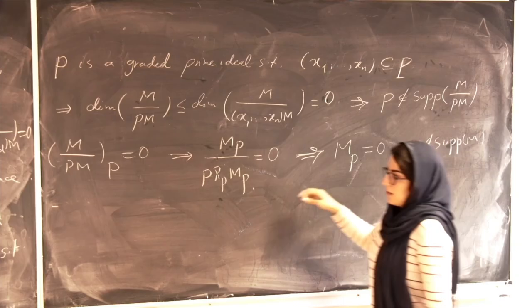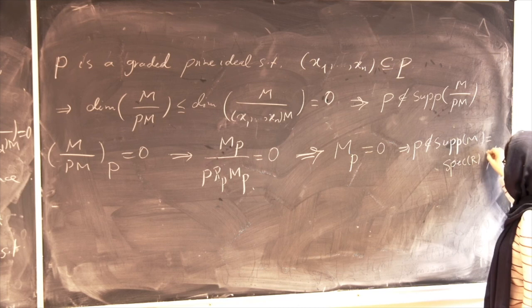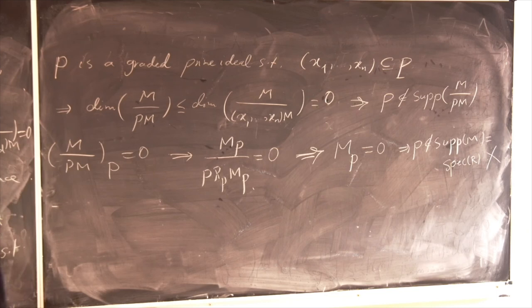And we have support of M is equal to everything. This is not possible. I mean, P is anyway a prime ideal. So here we get a contradiction. So there is no such P. So in the chain of prime ideals, we have only the maximal ideal, which implies that this dimension is zero.